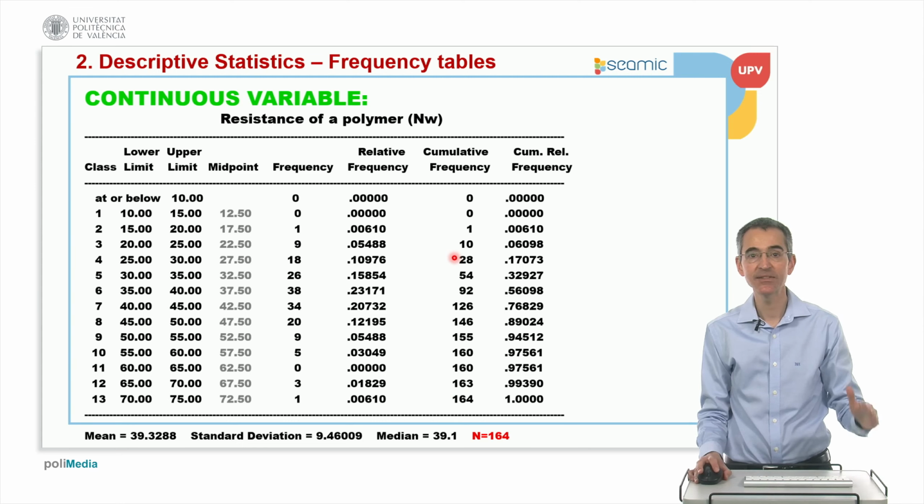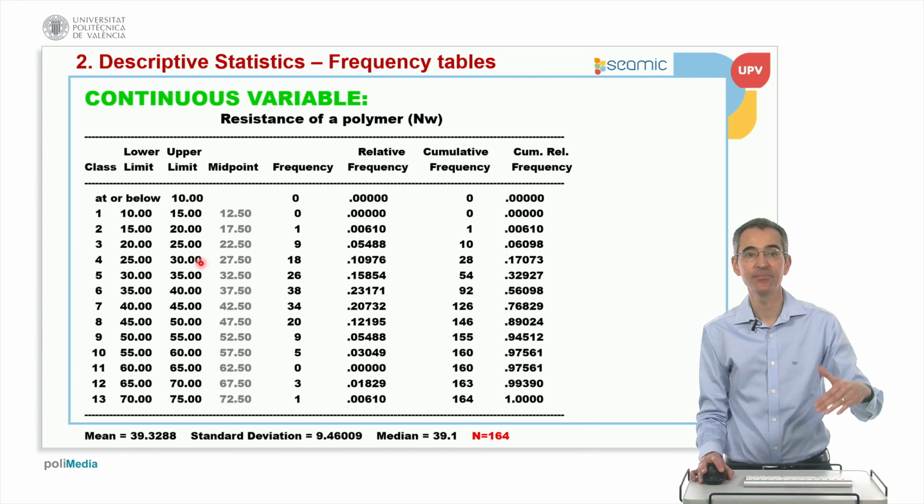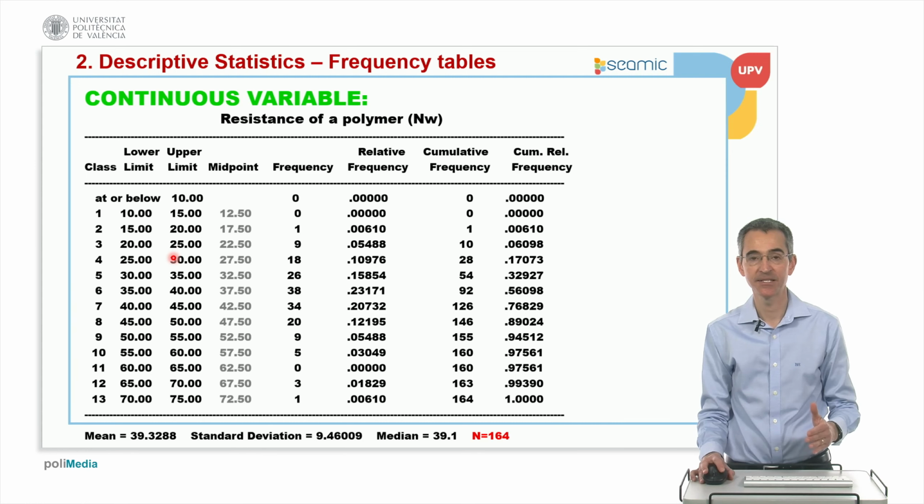So what is the interpretation of this value 28? So that would be the number of values that are comprised between 25 and 30, or in previous below intervals. So it is the same as saying the number of values which are less or equal to 30. Okay, so this is the interpretation.